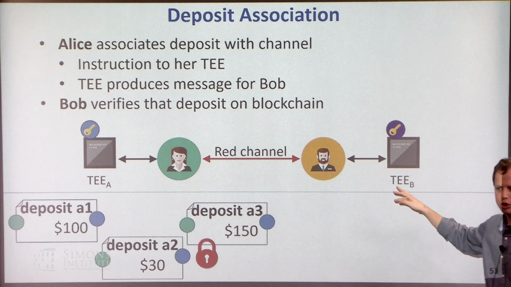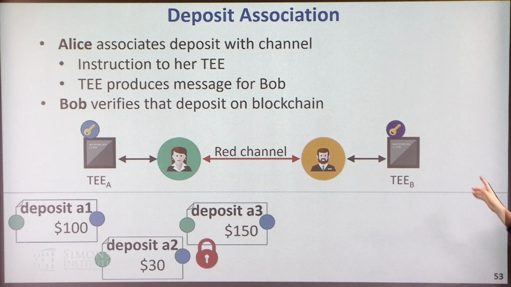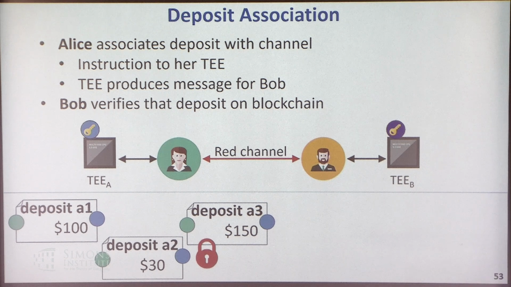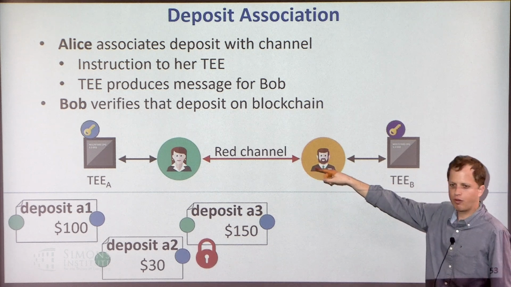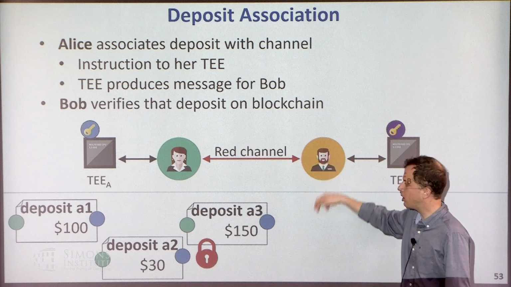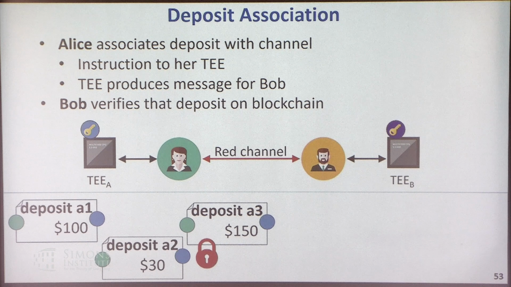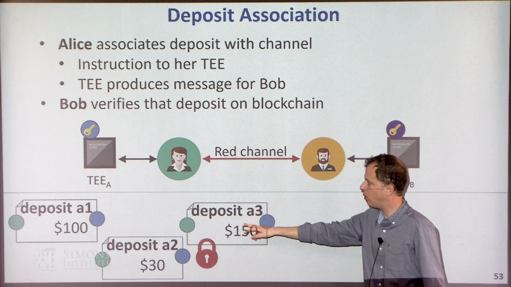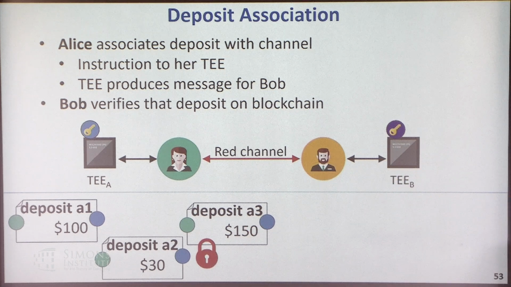Now, Alice and Bob decide to open a channel. Let's call it the red channel. They do this handshake, and then Alice instructs her TE to produce a message to Bob saying these are the transactions that belong to me. Now, Bob receives these. He gets the guarantee from the TE that these funds are really secured by keys that are inside the TE. And Bob can go to the blockchain and see that they really are on the blockchain. He's motivated to do that because it's his money that is going to be at stake. And now this deposit is associated with this channel, and the TE will not allow Alice to use this deposit for anything else, let alone take it out.